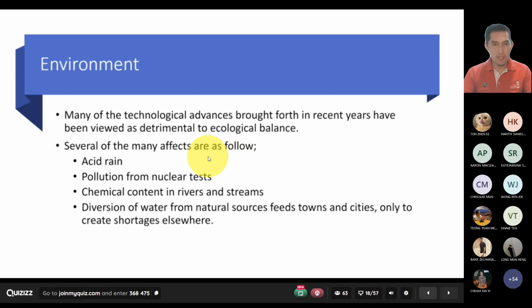Throughout many researchers, of course, these are not necessarily cited, but there are many different research studies that have been conducted to talk about how acid rain is affecting certain parts of the world today. Pollution from nuclear testing, this is quite evident as well. Chemical content in rivers, streams, and even in the ocean. Diversion of water from natural resources feeds town and city, only to create shortages elsewhere.